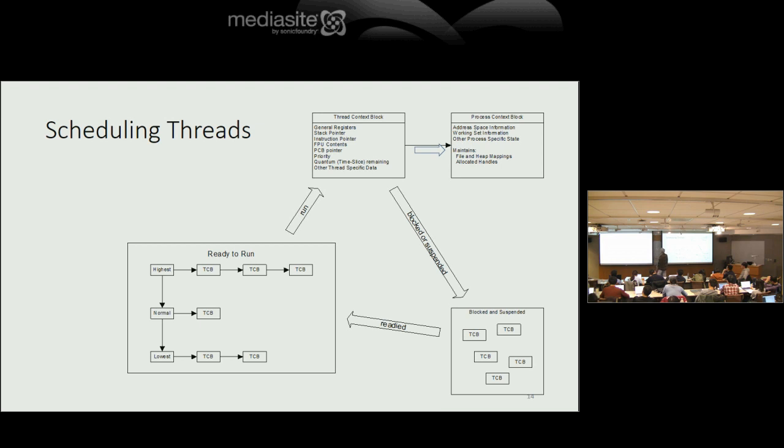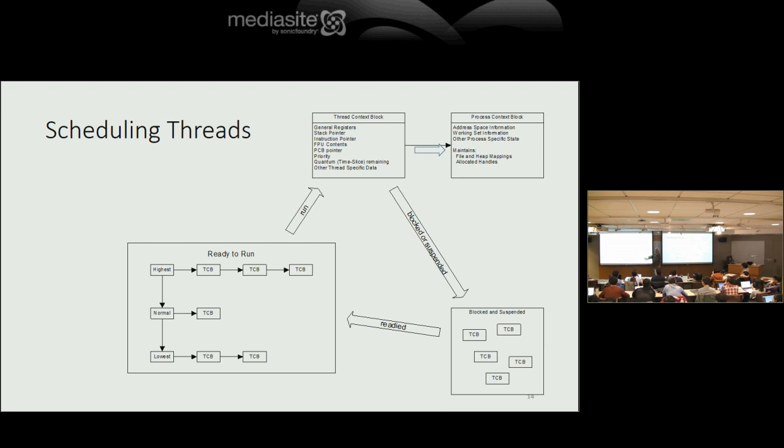Now, the thread control block has a reference to a process control block that has information about the address space and has files and heap mappings and allocated handles and all that stuff. So every thread shares those. They all have access to that. Now, there are other reasons why a thread may stop running. If a thread blocks, perhaps by calling wait for single object, or on an I/O operation which does the equivalent thing, it goes into this pool of blocked and suspended threads.